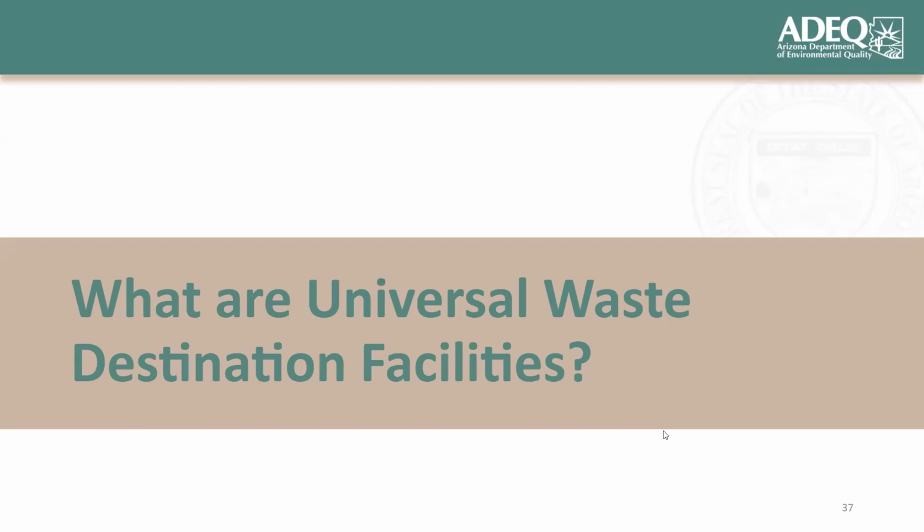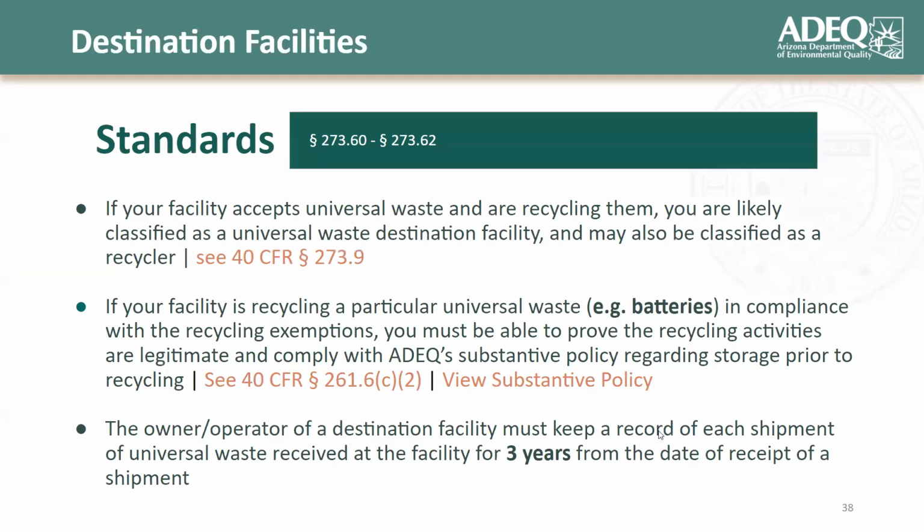And finally, what are the universal waste destination facilities? Where does all that universal waste go? A destination facility is the facility where the universal waste is being treated, disposed of, or recycled. If your facility accepts universal waste and is recycling it, in addition to being a destination facility, you may also be classified as a recycler.